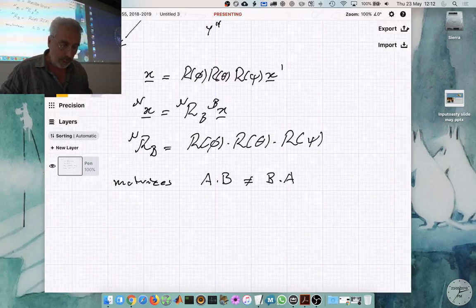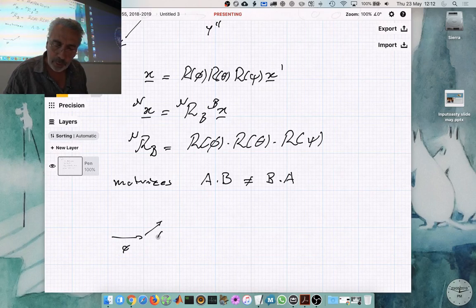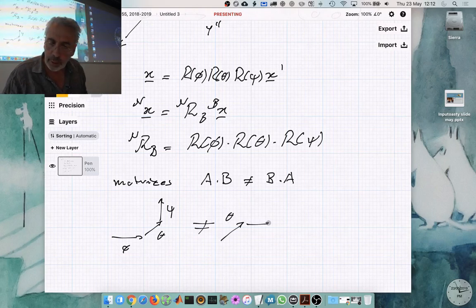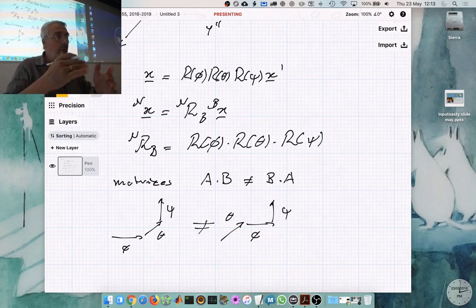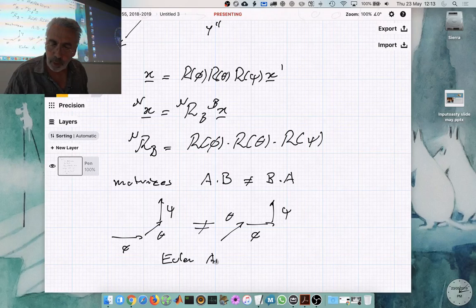And you could also say, in other words, if I see these three angles as sort of vectors, I have a vector with a phi, a vector with a theta, and a vector with a psi. They're not equal to starting with the vector theta and then adding the vector phi and then adding the vector psi. This whole addition thing doesn't hold. Or in other words, Euler angles are no vectors.